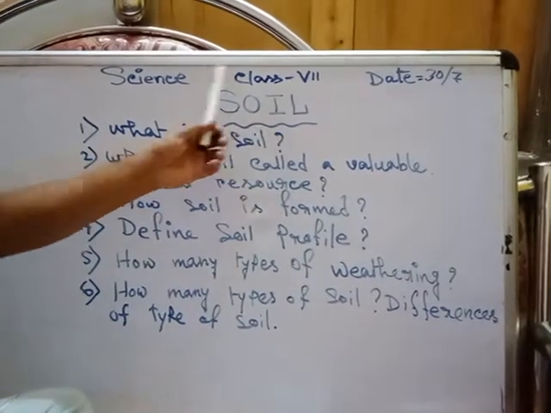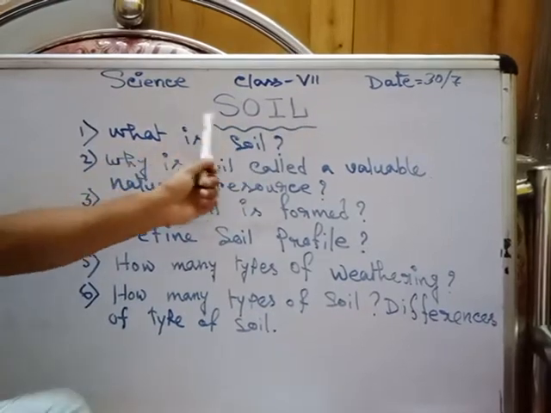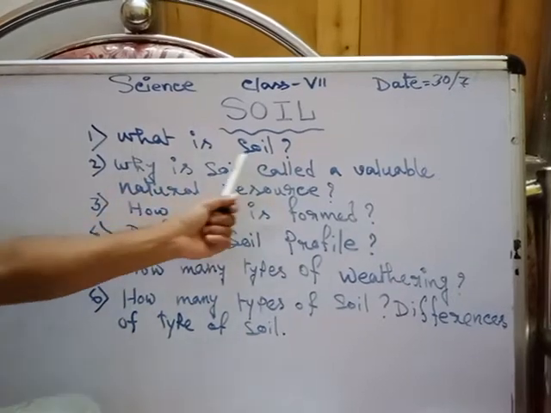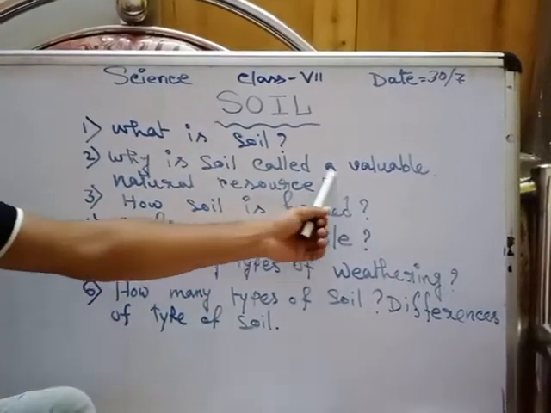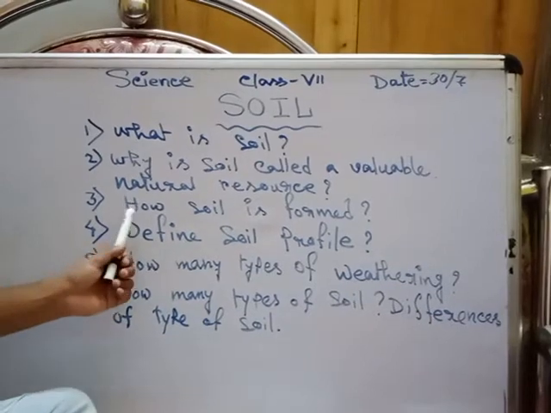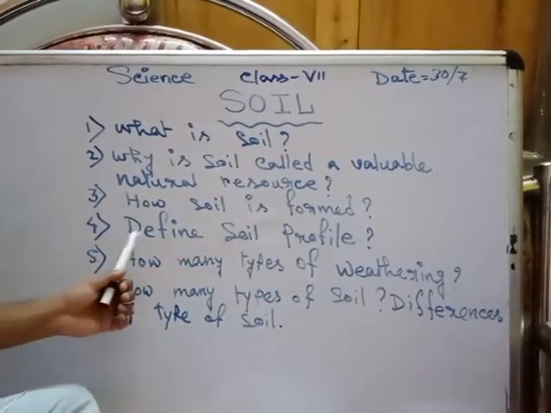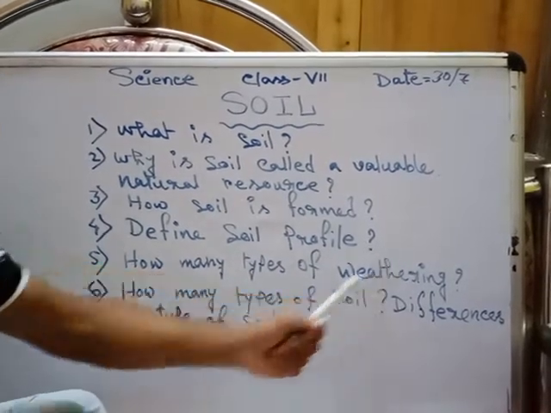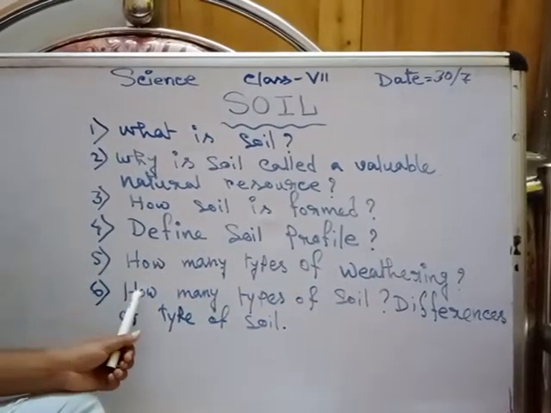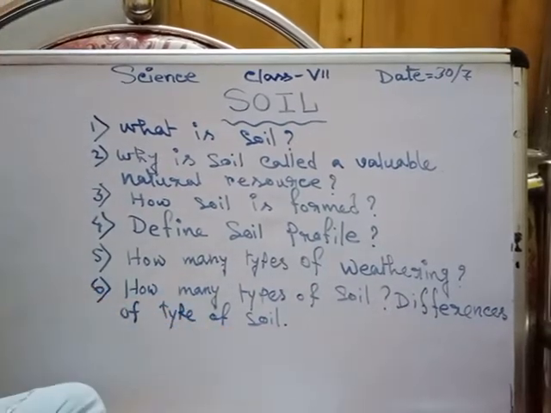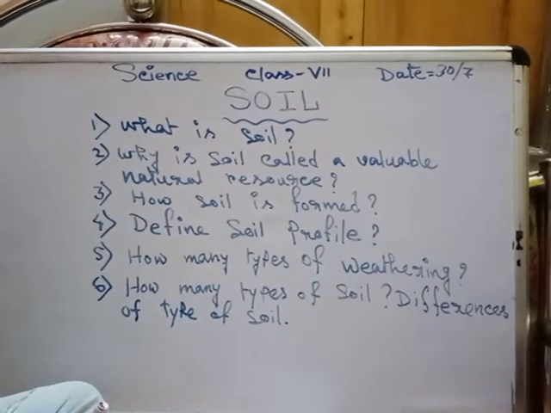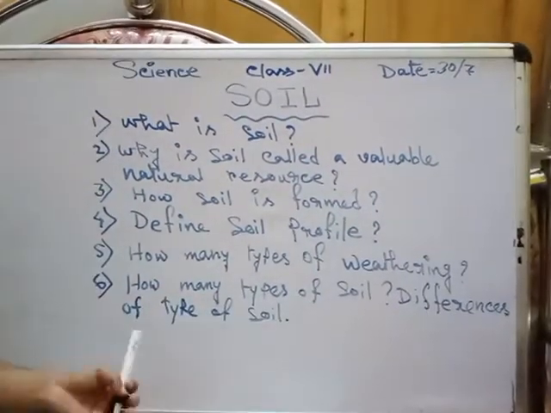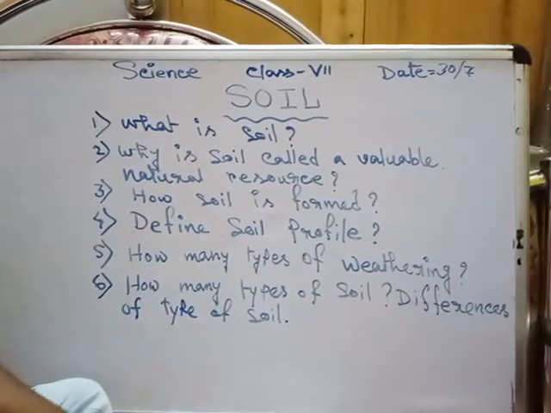Today I will discuss class 7 science: soil. Today I will discuss soil. What is soil? At first I will tell you what soil is, then why soil is called a valuable natural resource, then how soil is formed, define the soil profile, how many types of weathering there are, and how many types of soil there are on the basis of forming and differences between them.